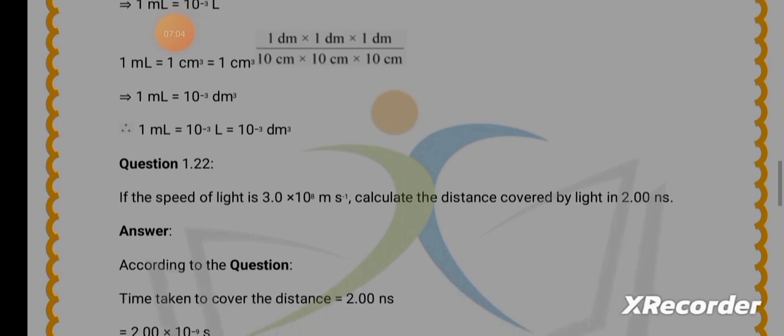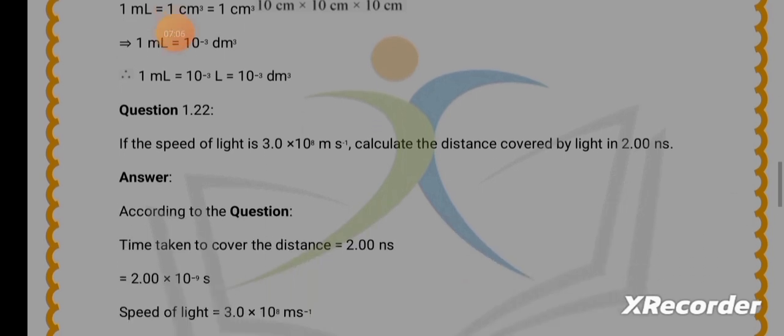Clear? Now your next question is, if the speed of light is 3 into 10 to the power 8 meter per second, calculate the distance covered by the light in 2 nanosecond. भाई लाइट की स्पीड कितनी है, 3 into 10 to the power 8 meter per second. Distance you have to calculate. Clear? And the time is 2 nanosecond.